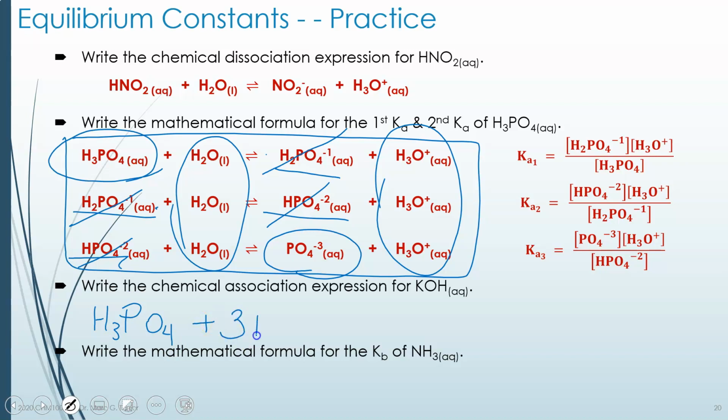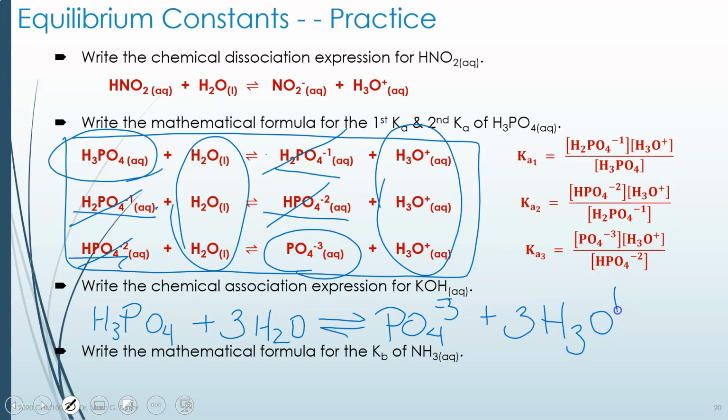Overall, we've added 3 waters to this to get rid of all 3 protons, and this will be in equilibrium with our final phosphate, which has 3 negative charges on it now. Well, where did those 3 negative charges come from? Well, the fact that we made 3 positively charged hydronium ions from our 3 waters and our 3 protons. And that's our overall expression.